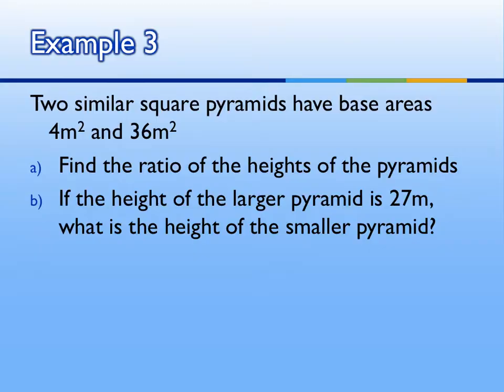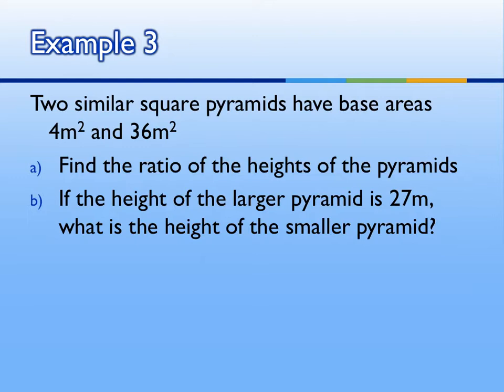All right, two similar square pyramids have base areas of 4 meters squared and 36 meters squared. Find the ratio of the heights of the pyramids. And then if the height of the regular pyramid is 27, what's the height of the smaller pyramid?